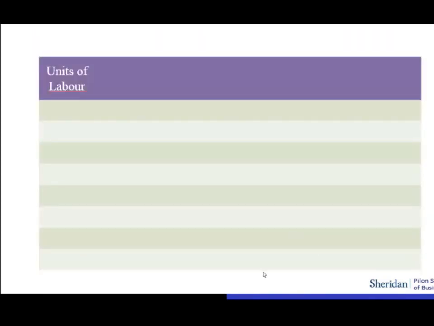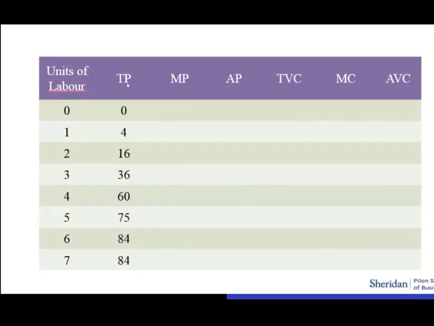So let's look at a numerical example. On the left column, we have units of labor, and we have our total product, our marginal product, our average product, and then we're going to add in our total variable cost, marginal cost, and average variable cost. Our units of labor are going to go from 0 to 7. Our total product is what we had before, remember? We went from 0 to 4, then up to 16, etc. So we had our marginal product increasing until the 5th unit of labor.